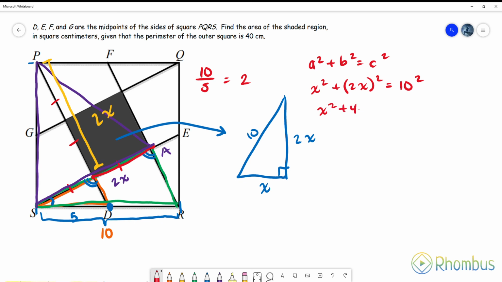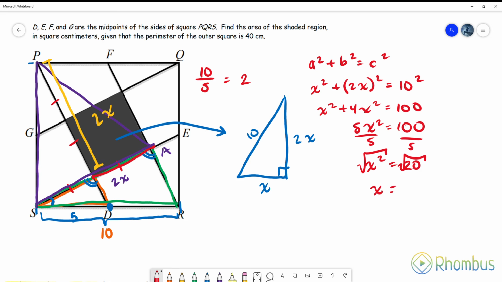x squared plus 4x squared is equal to 100. 5x squared is equal to 100. Divide by 5 on both sides. x squared is equal to 20. We can square root both sides, and we get a simplified radical of 2 square root 5. Now that we have the value of x, we just found out the value of the side length of the square. Since we said that this value is x earlier, we know that that's now just 2 square root 5.